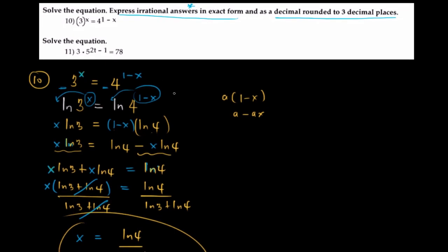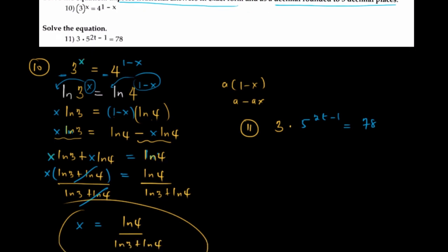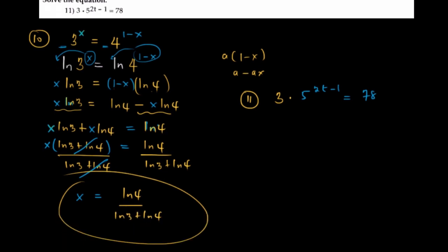The next thing we want to solve is question 11. It says 3 times 5 to the power 2t minus 1 equals 78. So again, to highlight this, what we intend to solve is t. Now before I begin to carry out any step, what you'd observe is before I can solve for t, I need to begin to clear out all the barriers around t.